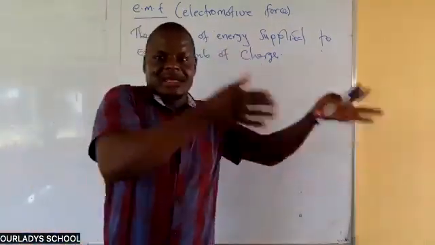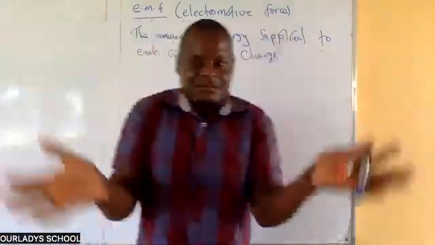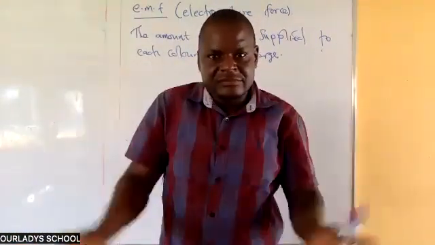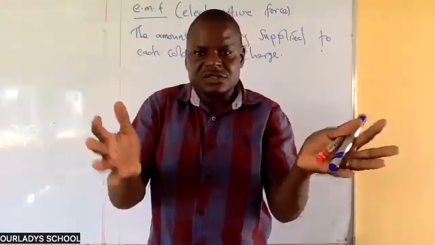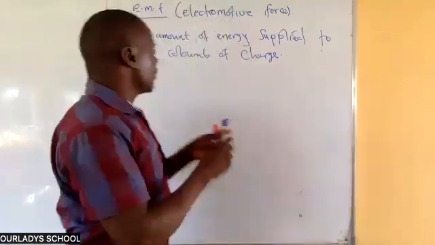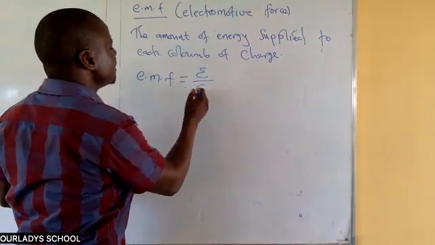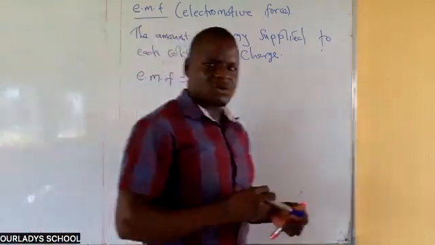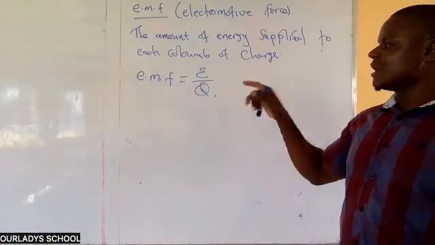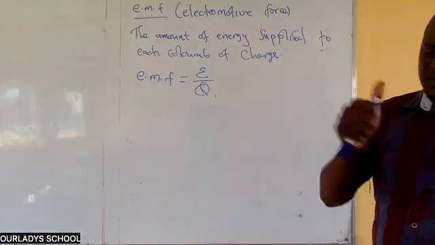So we have energy and the charges. Let's say we are given a lump sum of energy, which was given to some huge amount of charges, then we can know how much each charge was getting. So EMF is equal to the amount of energy supplied to each coulomb of charge. That's what we are calling EMF, electromotive force.